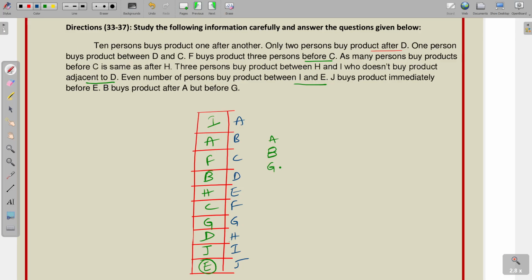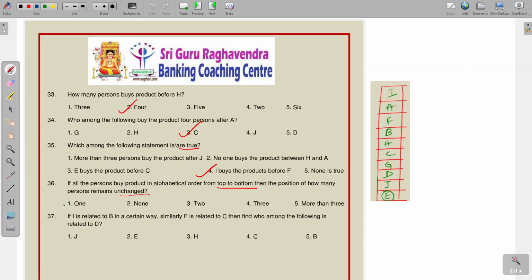Okay, so how many persons unchanged? So see, G is unchanged, so only one person is unchanged. Next, I related to B, so I related to B, that is +3. And next, F related to C, so F related to C, it is also +3. Then who among the following is related to D? So if D is placing here, so starting from H 1, 2, 3, it is also +3, H is related with D.